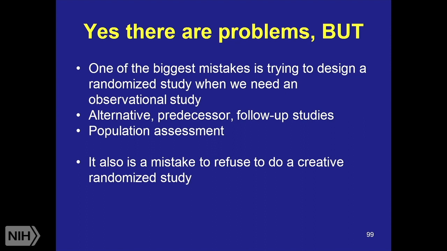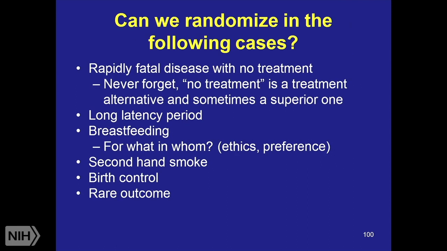There are going to be a lot of problems, but your biggest mistake that I've seen is designing a randomized trial because they're like, that's the best evidence, when you really need an observational study. Look at the alternatives. Think about the predecessors, your follow-up studies. Think about population assessment. Do you have the information you need to do a randomized study? Granted, you should also be willing to do creative randomized studies if that's what you need.